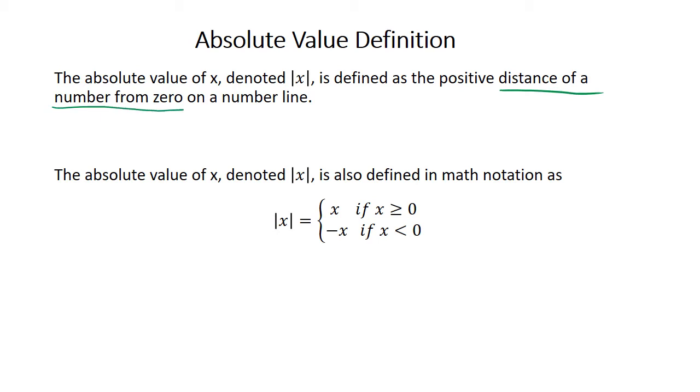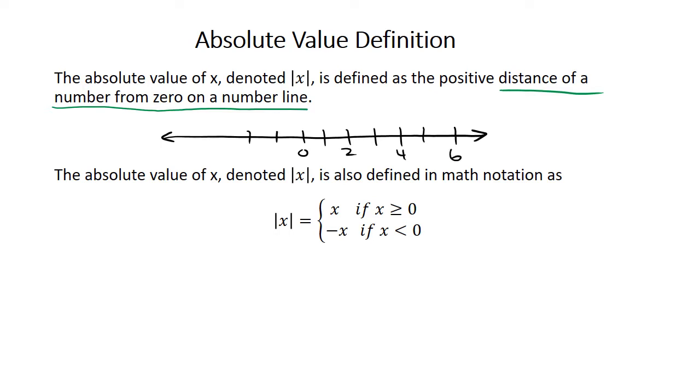So let's start with what you probably have learned in the past, which is that an absolute value is the distance a number is from zero on a number line. If we were to look at a number line here, remember, 0 would be in the center. Going to the right, we'd have positive numbers, so 2, 4, 6. And going to the left, negative numbers, negative 2, negative 4.